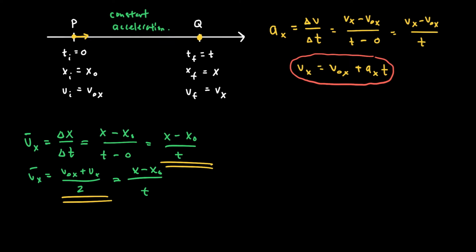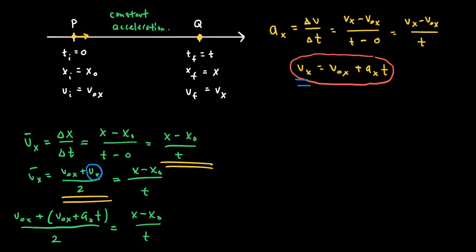There's one more substitution that I would like to make, and that is to get rid of this final velocity in the equation and instead replace it with the expression that we found up above. So vx equals v naught x plus ax t was the first equation that we derived, and I'm going to substitute that in for vx in this expression that I have here. So that gives me v naught x plus v naught x plus ax t, all divided by 2, equals x minus x naught divided by t.